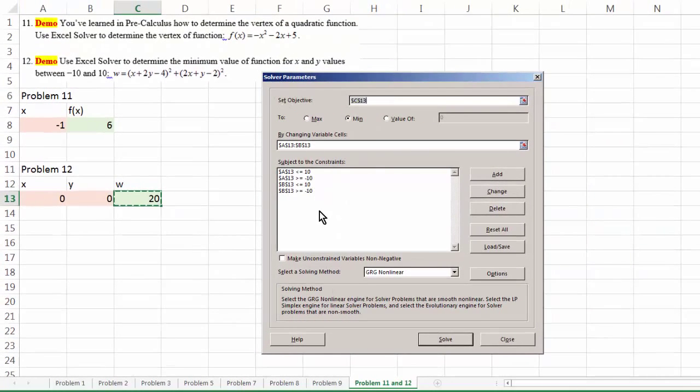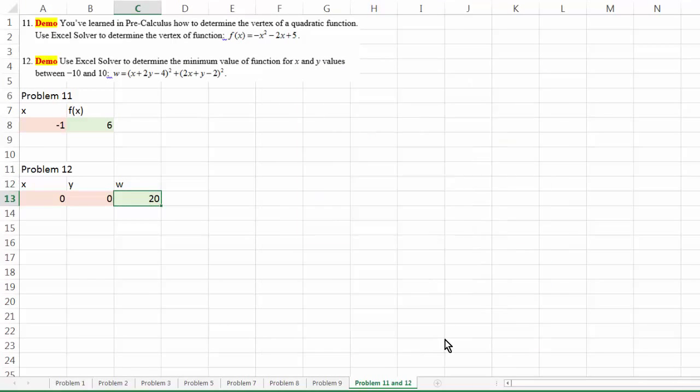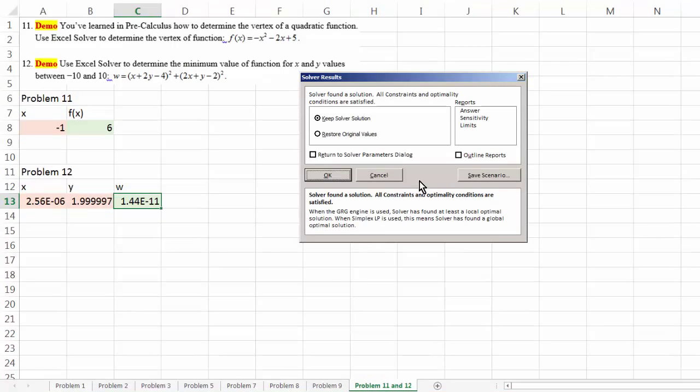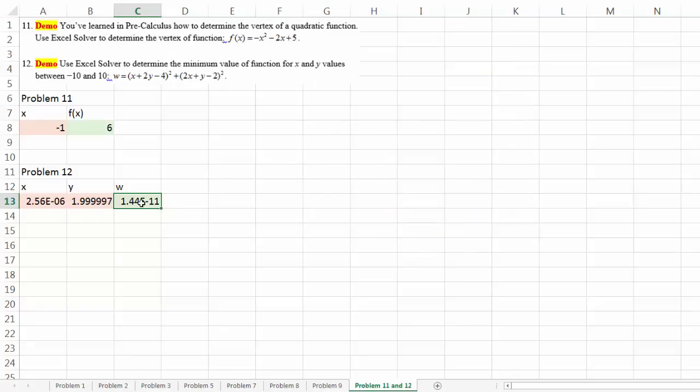Check our constraints. Everything looks fine. Now we're looking for a solution. So Solver has found a solution and all constraints are satisfied. The minimum value that Solver has found for w is not 0 but very close to 0. This is 1.44 times 10 to the -11th power, so practically 0. And this happens when x is also very close to 0 but y is close to 2.